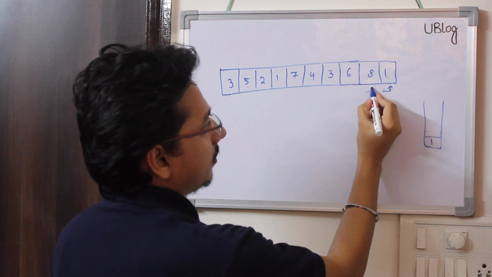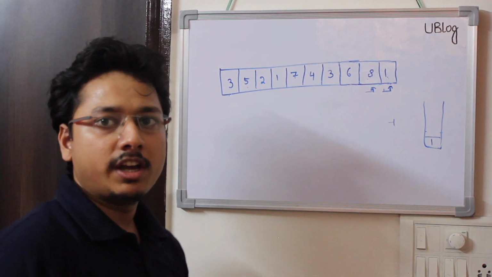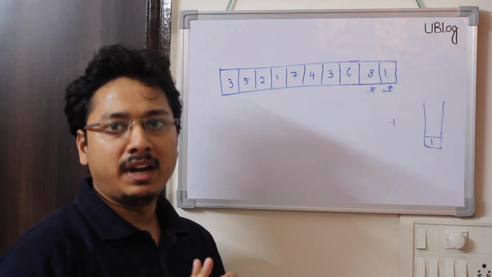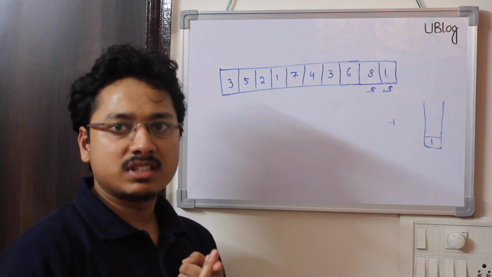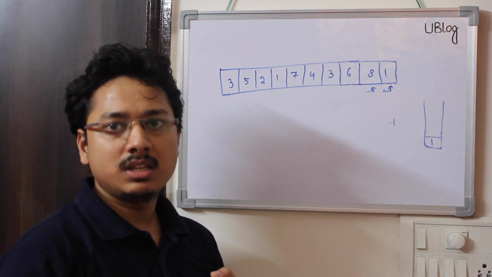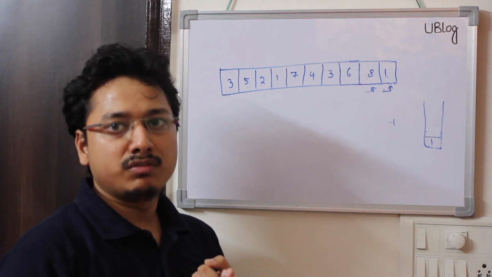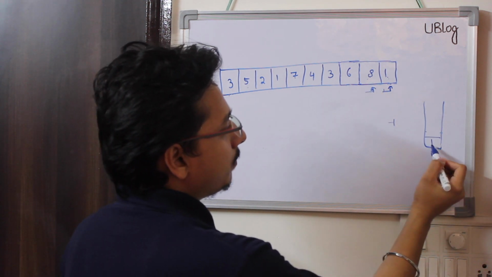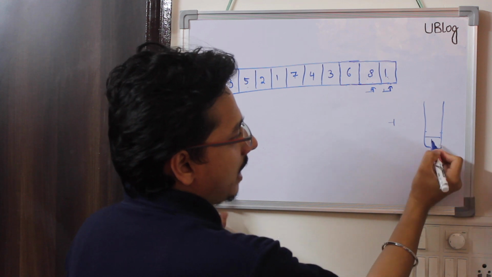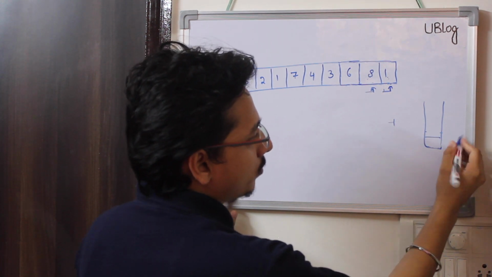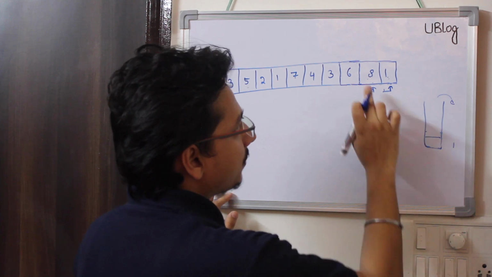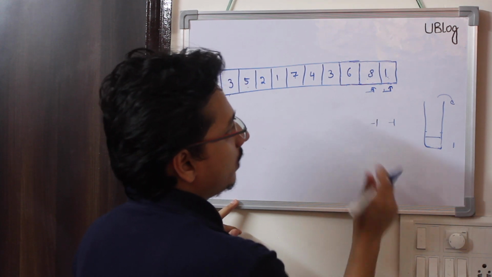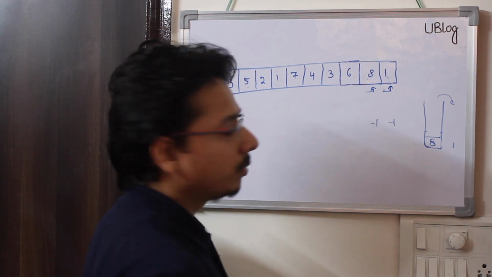Next, I am at 8. Before pushing 8, I need to do two things. First, pop all the elements which are smaller than 8, and second, print the NG. NG is the top of the stack. If the stack is empty, there is no top, so NG is -1. If the stack has some elements, then print the top of the stack, which is the NG. So firstly, I pop all the elements smaller than 8. I have 1, which is smaller than 8, so I remove 1 from the stack. Then I print the top. My stack is empty, so I print -1, and then I push 8 to my stack.